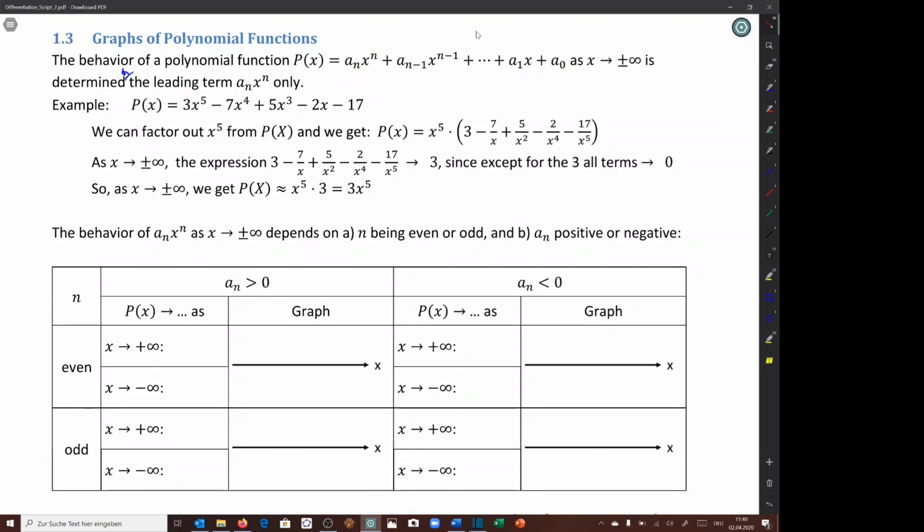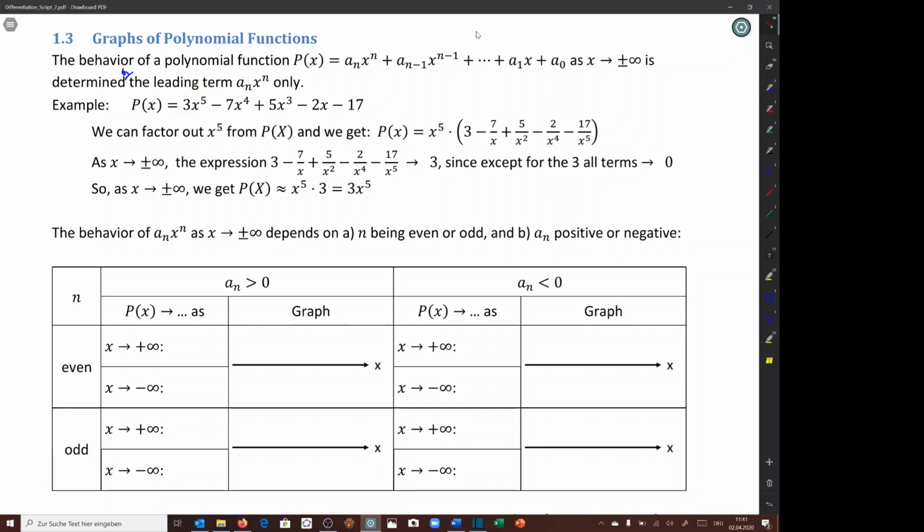Let us look at this example here to understand why this is the case. So the leading term is 3x to the power of 5. We rewrite the polynomial by factoring x to the power of 5 out of the expression, so we get x to the power of 5 times this bracket. Now, when x goes towards plus or minus infinity, then this whole expression here goes towards 3, since all of this here goes to 0. And so we get as an approximation that p of x is x to the power of 5 times 3 when x becomes really large.